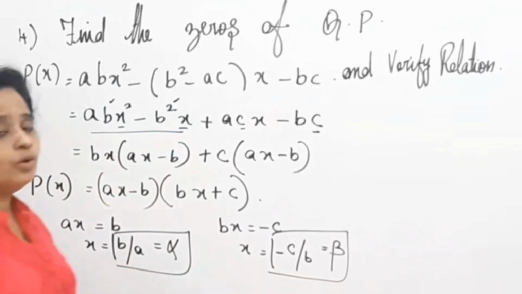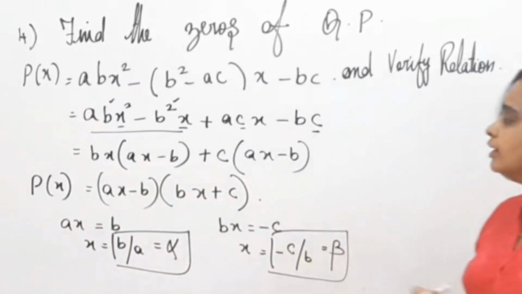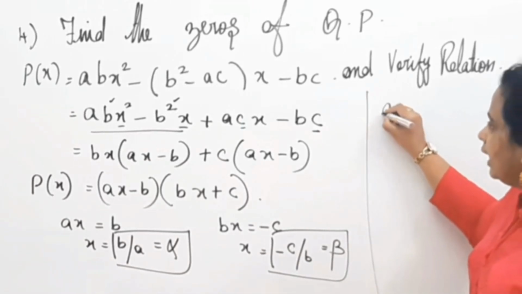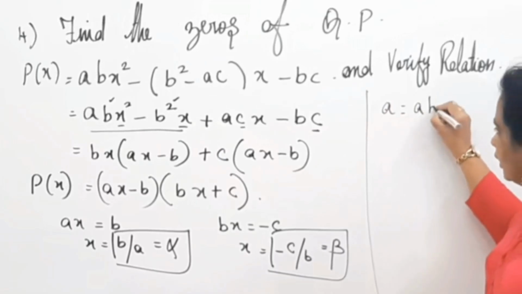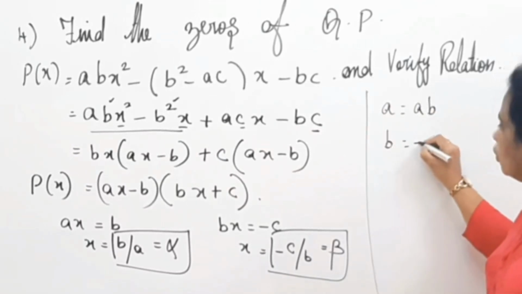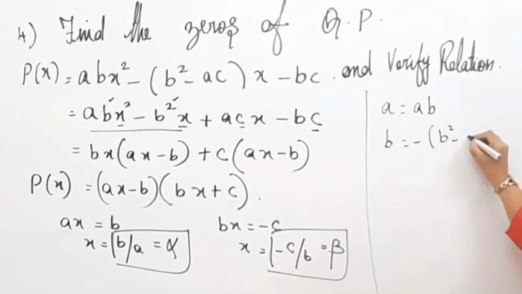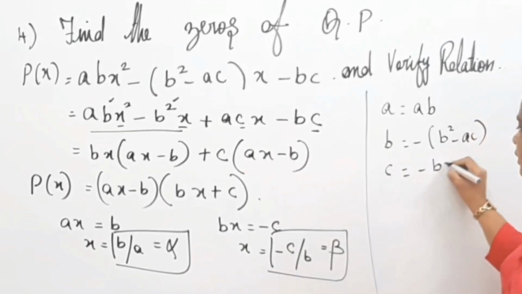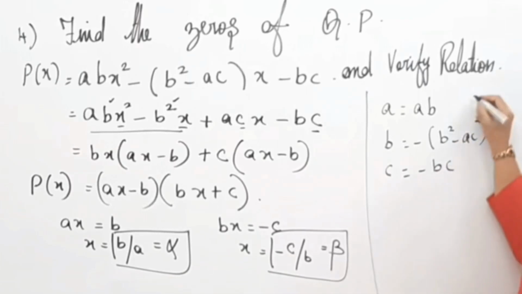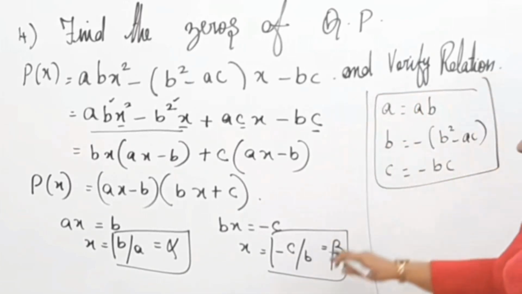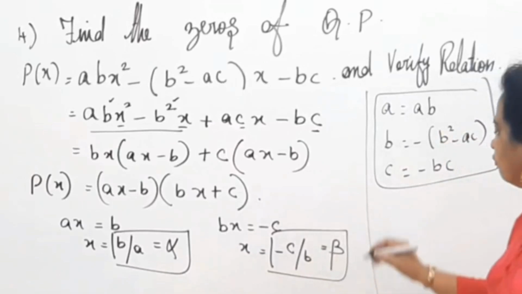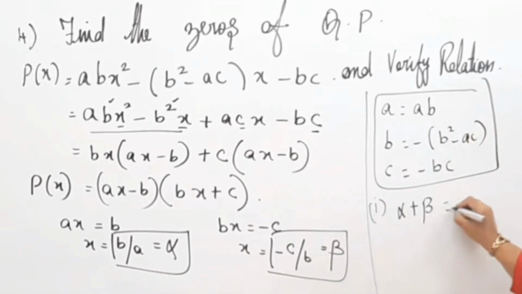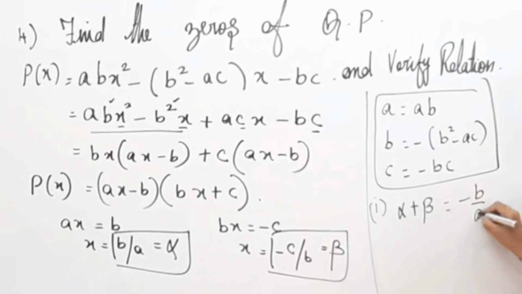Now, I'm going to verify the relation. For that, I need my coefficients. So, a is equal to ab, b is equal to minus of b square minus ac, and my constant term is minus bc. So, I got my coefficients here, my alpha and beta I got it. The first relation I am going to verify: alpha plus beta is equal to minus b by a.